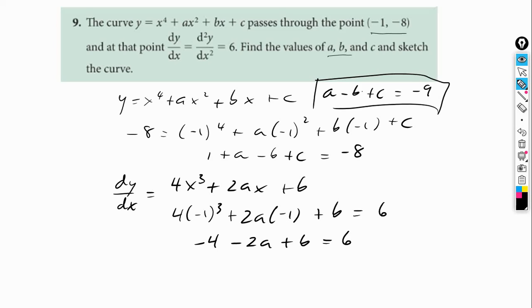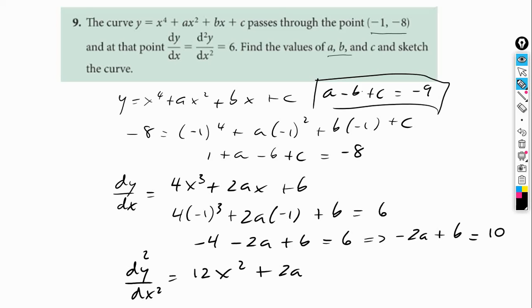Therefore, we can say then that -2a plus b is equal to 10. Okay, then the second derivative, right? So the second derivative would be 12x squared plus 2a. And when x equals -1, this equals 6. So 12 times (-1) squared plus 2a equals 6.